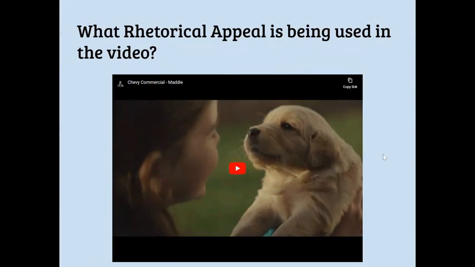This one right here, this Chevy commercial, is talking about this dog. This is appealing to pathos. This is the emotional side. This dog is about to die. And this girl right here is remembering all the memories that she has with this dog. And Chevy, which is the product here, is being compared to this dog as being a reliable best friend. And you'll be able to see that at the end of the video as well.